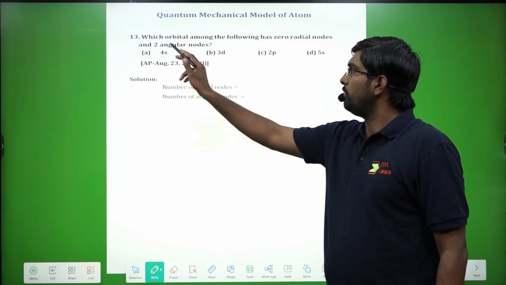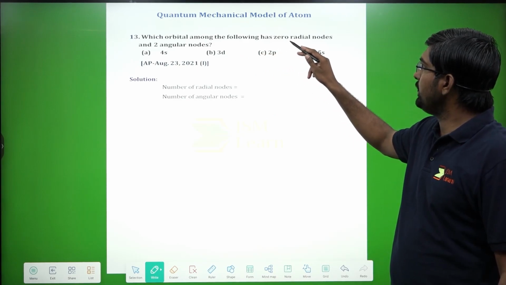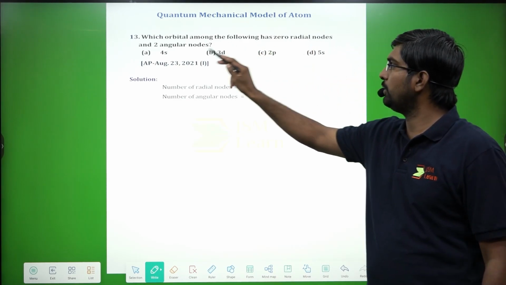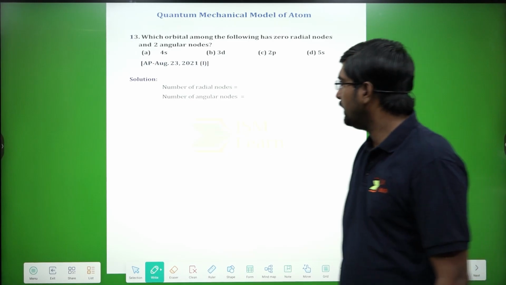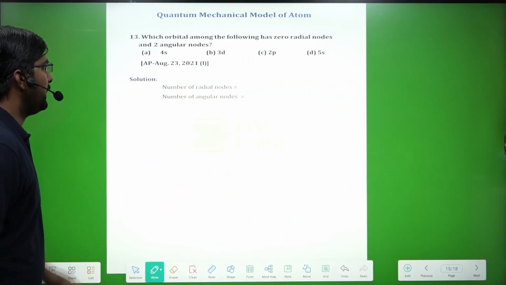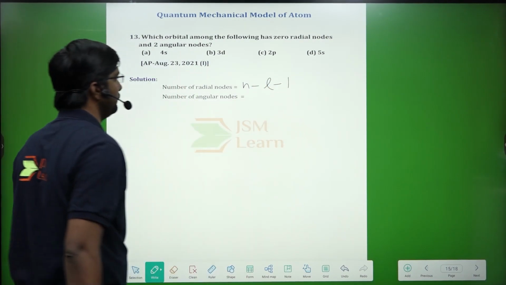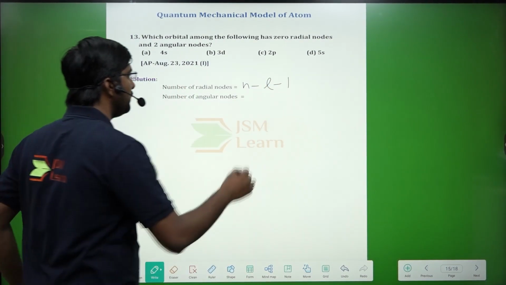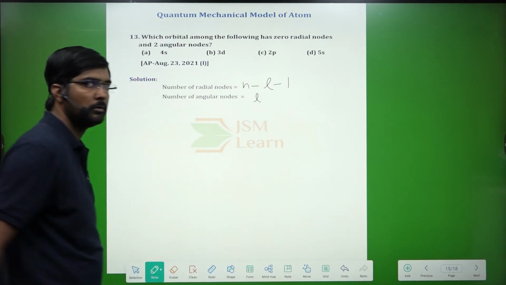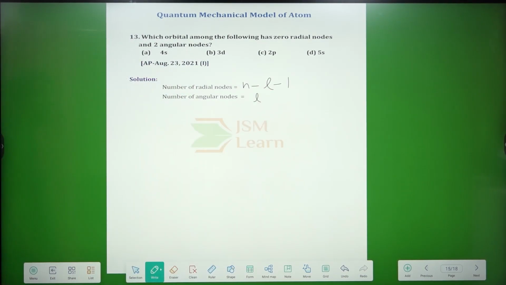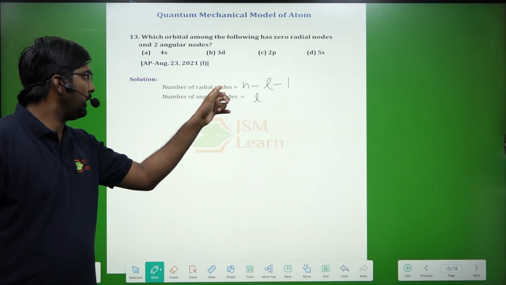Next, which orbital among the following has 0 radial nodes and 2 angular nodes? See here, the number of radial nodes, what is the formula? N minus L minus 1. And for the number of angular nodes, what is the formula? That is equal to the azimuthal quantum number L. So here we should find the number of radial nodes.